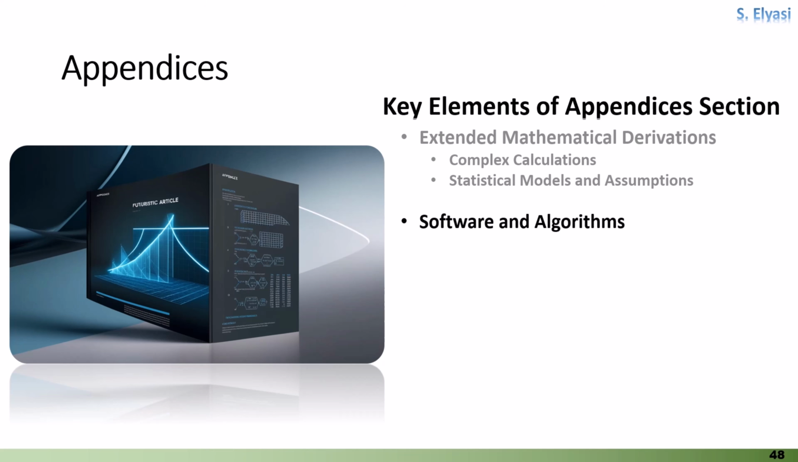Software and algorithms. Source code. For studies involving custom-developed software or algorithms, appendices might include snippets of code or links to repositories where the full code is available. Algorithmic descriptions. Detailed descriptions and justifications of the algorithms used, including their complexity, benefits, and limitations.